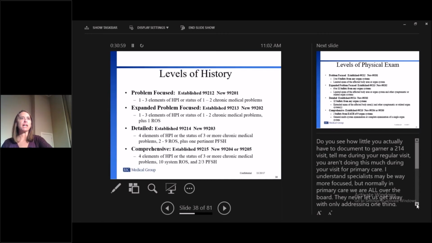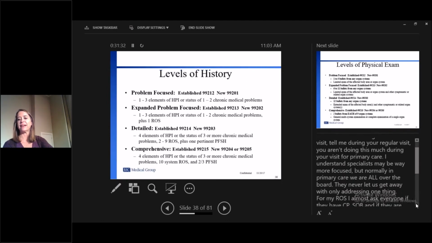One to three elements of your HPI, which I think we're all going to be getting easily. The status of one to two chronic medical problems. And to get a 3, you have to put in one review of systems. Okay? So I want you to notice how little you actually have to document to garner a 99214 visit. You aren't doing this much anyway in your regular visit in primary care. I understand specialists are way more focused, but normally in primary care, we are all over the board and they never let us get away with just addressing one item at a time.